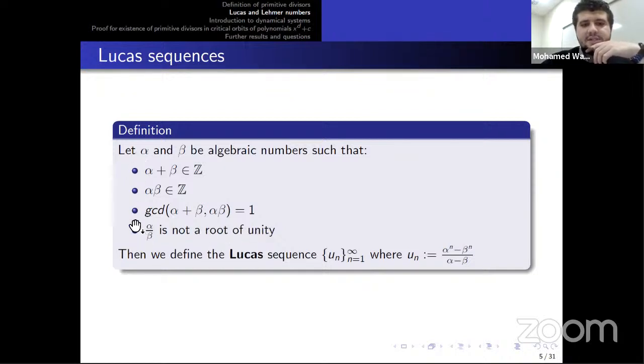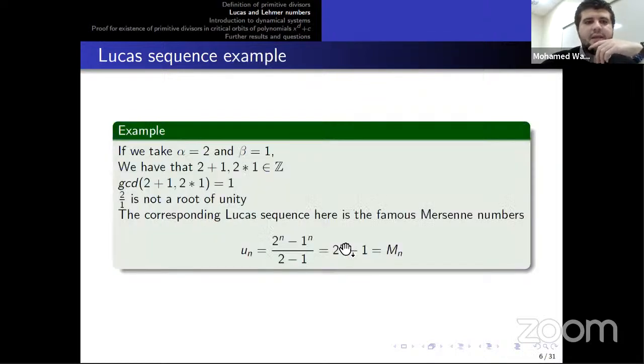If all of these conditions are satisfied, we can define the Lucas sequence by the elements un, where un is defined as follows: alpha power n minus beta power n over alpha minus beta. A quick example: if we take alpha and beta to be 2 and 1, the sum is 3 and the product is 2, these are co-prime, and 2 over 1, alpha over beta, is not a root of unity. So we can define the Lucas sequence as below, and we can see it is exactly equal to the Mersenne numbers. So another way to study the Mersenne numbers is to study the Lucas sequences.